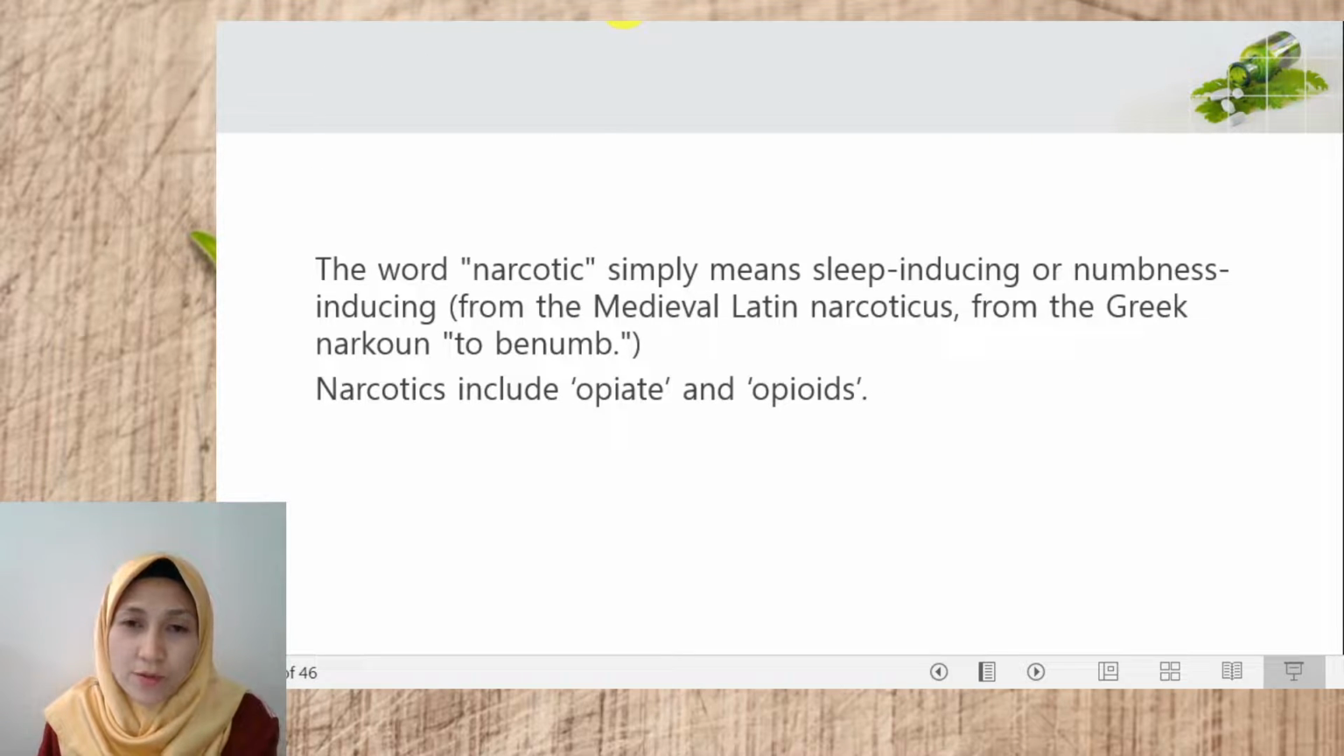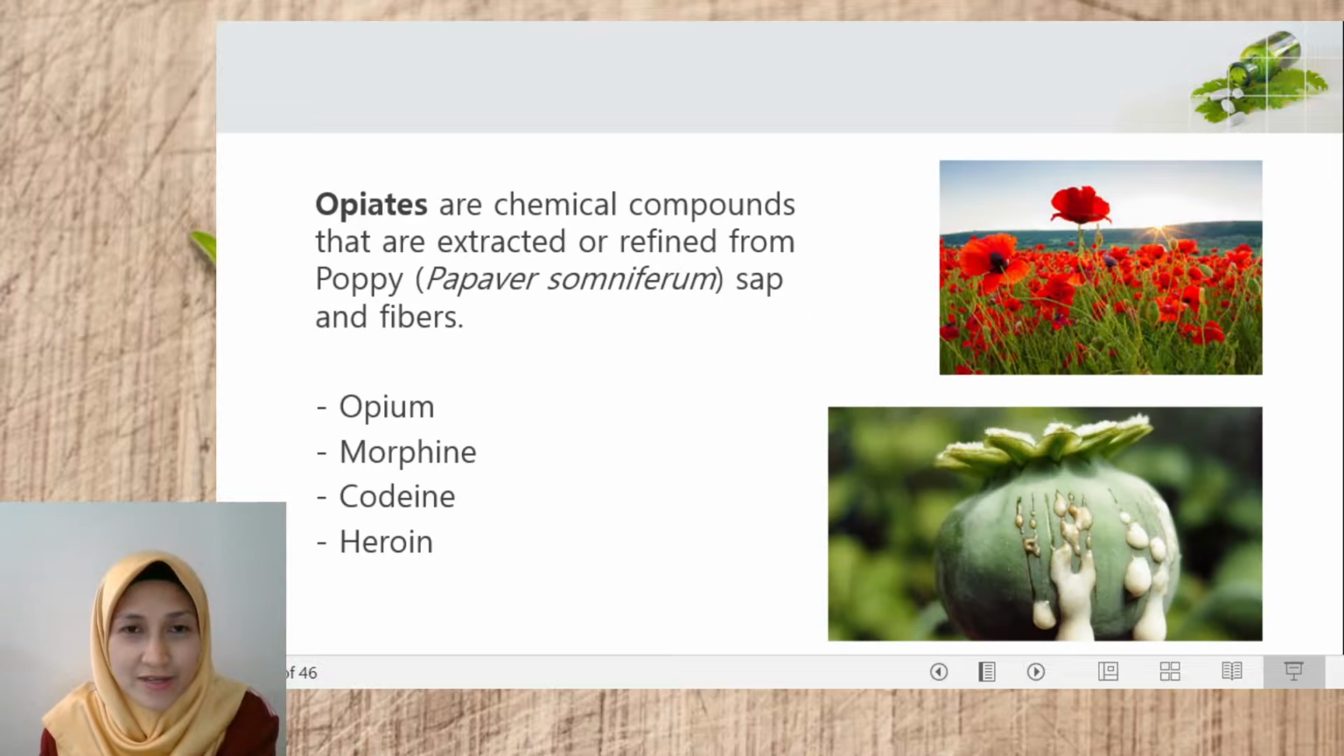So when we talk about opioids, sometimes we refer to it as narcotic. Narcotic means sleep-inducing or numbness-inducing, and narcotics include opiates or opioids. So what are the differences between opiate and opioids? Opiates are the chemical compounds that are extracted or refined from poppy.